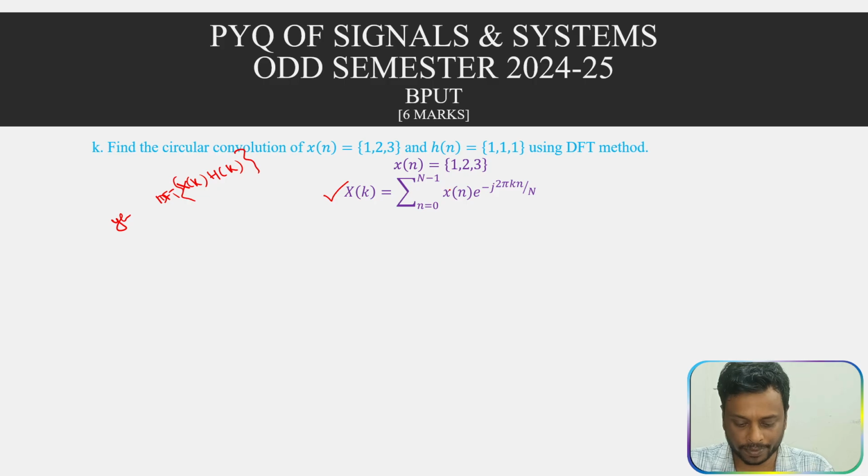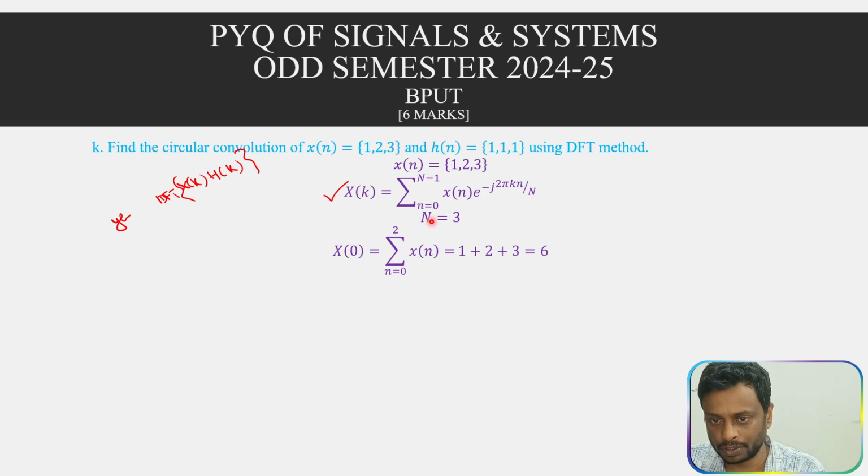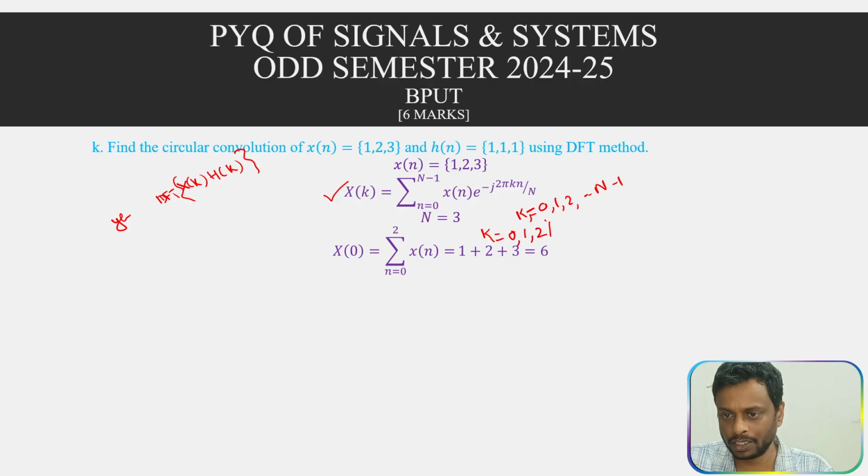So first find out what is x of k. This is the DFT formula: x of n into e to the minus j 2 pi k n divided by capital N. Now the length of the sequence is 3, so capital N equal to 3. So n goes from 0 to 3 minus 1, that is 2. What is the k value? K will go from 0, 1, 2 up to N minus 1. N equal to 3 means we can take k values 0, 1 and 2.